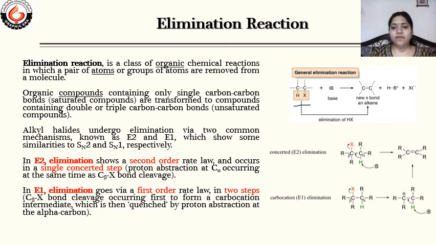If we discuss the E2 and E1 systems, just like SN2, E2 is a concerted mechanism. That means it happens in one step, while E1 elimination happens in 2 steps. In E2 elimination, both eliminations occur simultaneously, whereas in E1 elimination, they occur one by one. So E1 elimination is a first order reaction, and E2 elimination is a second order reaction.